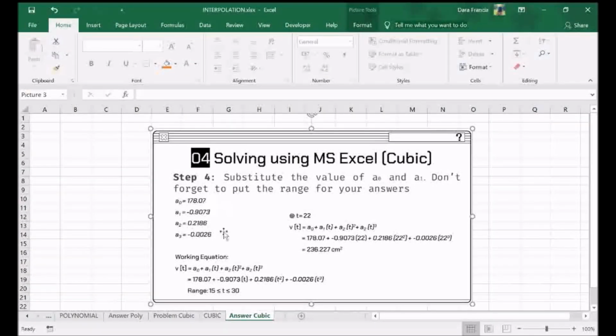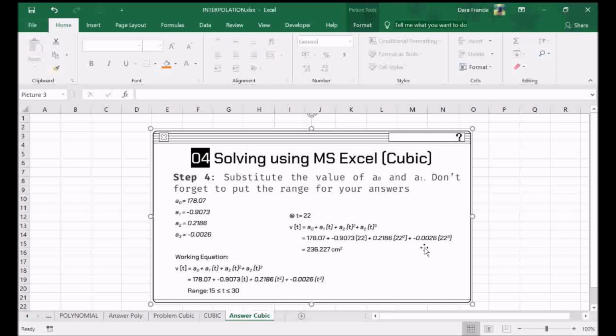We will again substitute the values of the A's and insert them in our working equation. Again, we will do our range. The lowest that we use is 15, the highest is 30. Here, at t equals 22, we substitute the A0, A1, A2, and A3, and put the value of t, which is 22. We will solve it, and we will get 236.227.